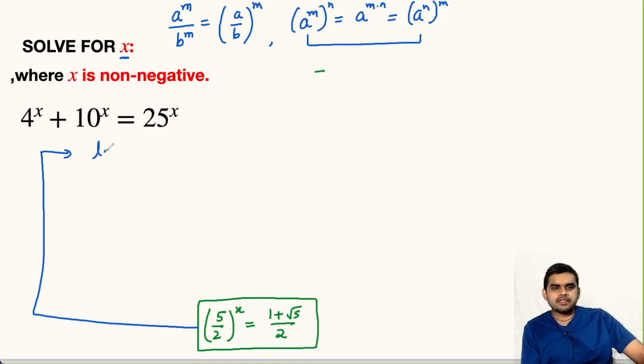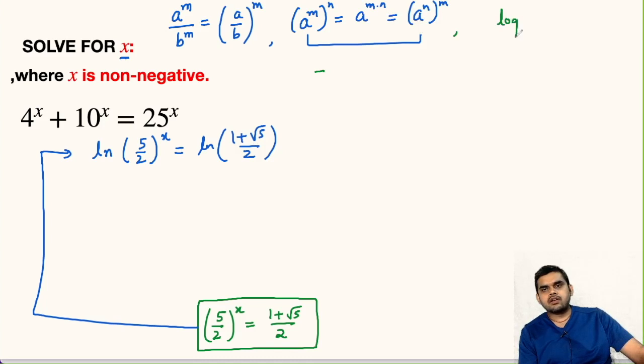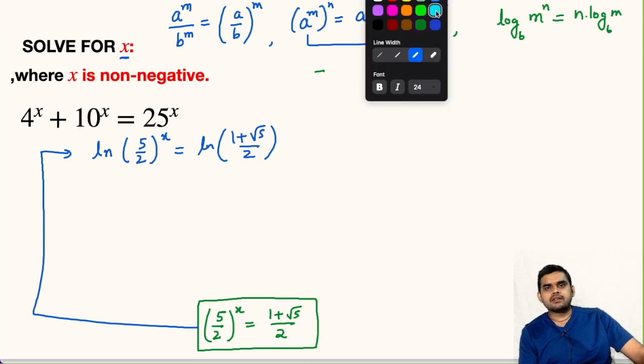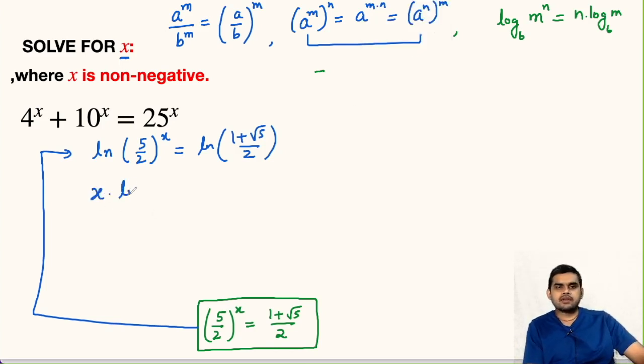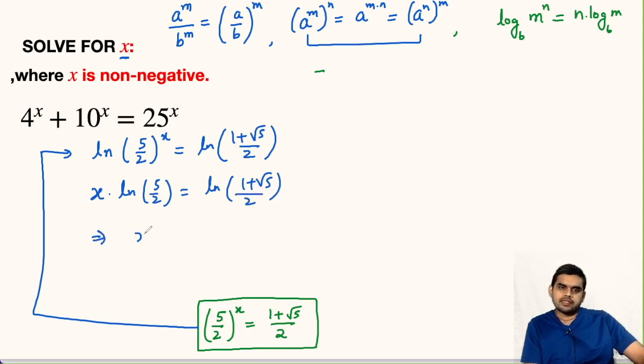First of all, we will take natural log of both sides. So ln of 5 by 2 whole power x equals ln of 1 plus root 5 divided by 2. Now we know the property of logarithm, that log m power n is equal to n times log m. Base could be anything. Let us take b here. So we will apply this property here and we will get x times ln 5 upon 2 is equal to ln 1 plus root 5 whole divided by 2. So let us rearrange this. So x will be equal to, in numerator, ln of 1 plus root 5 divided by 2 whole divided by ln 5 divided by 2.